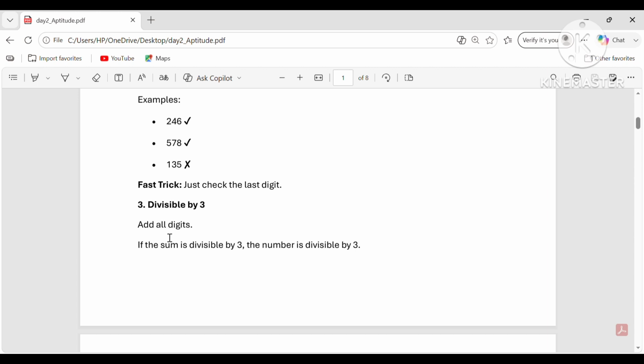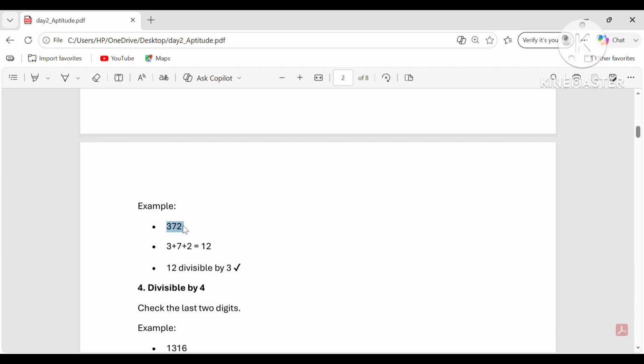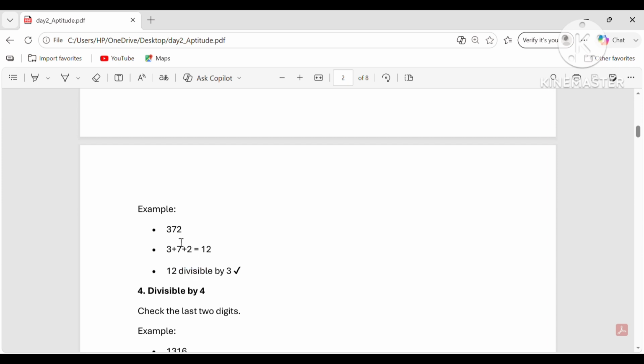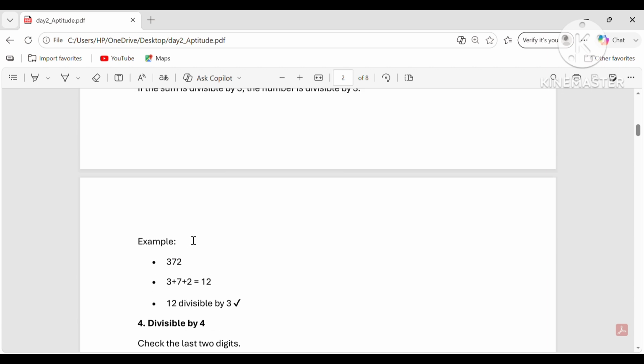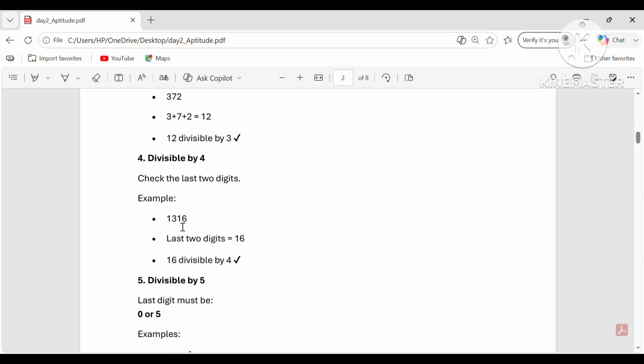And coming to divisible by 3, add all digits. If the sum is divisible by 3, the number is divisible by 3. For example, 372. We need to add each and every digit. 3 plus 7 plus 2 equals 12. 12 is divisible by 3, obviously. The trick is we need to add each and every digit in the given number for 3 divisibility.